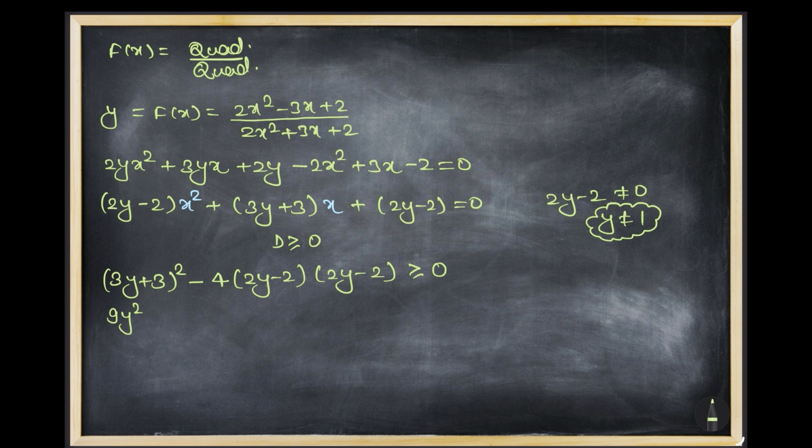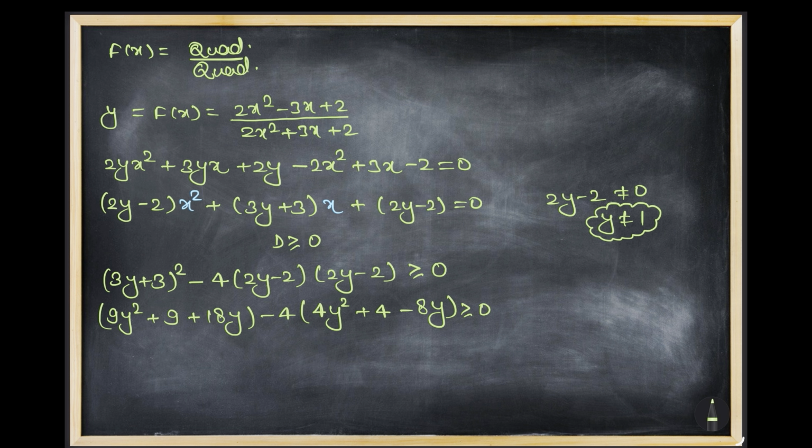So we got 9y square plus 9 plus 18y. Okay, then we have minus 4 times (2y minus 2) whole square, so it is a square plus b square and then minus 8y, greater than or equal to 0.